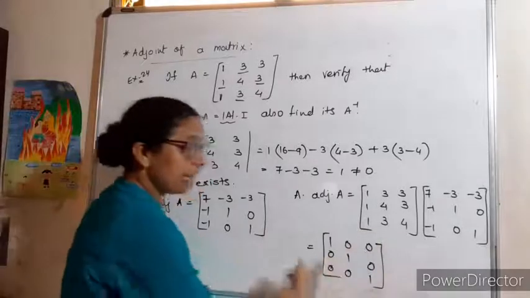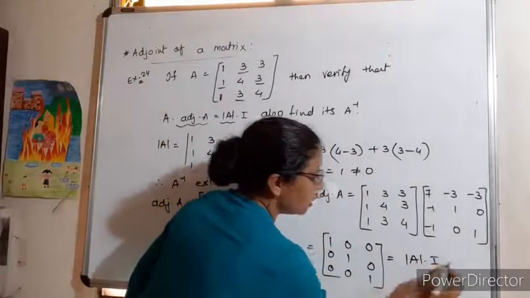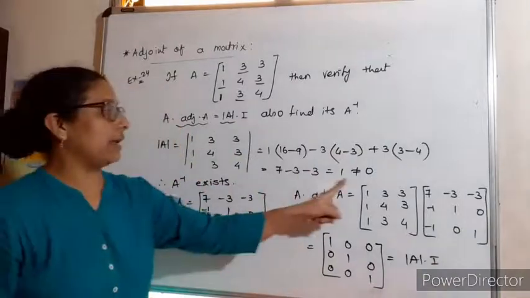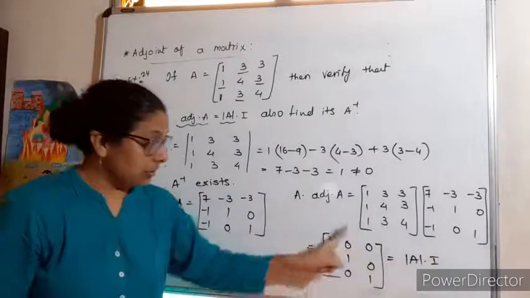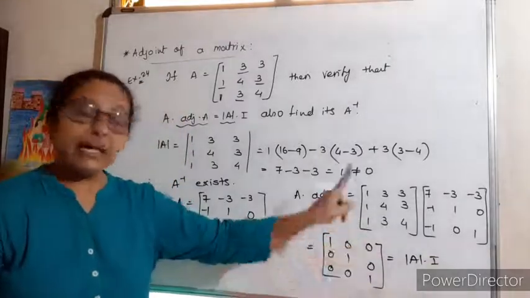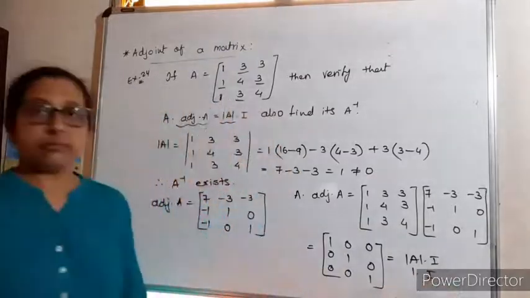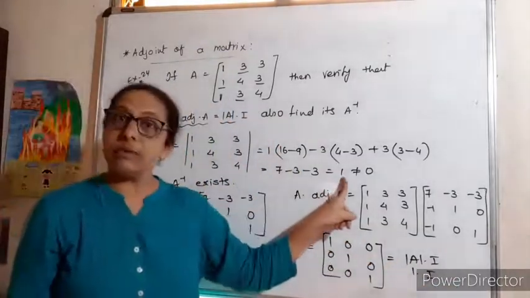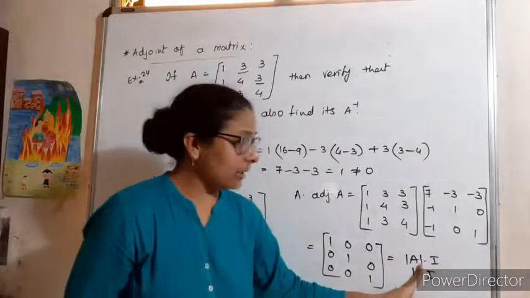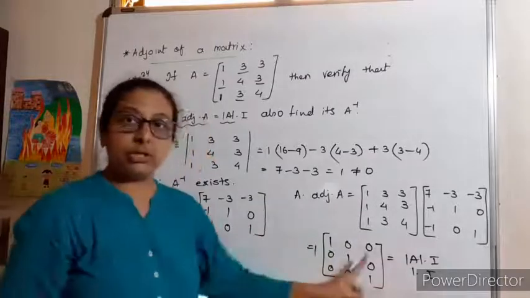This is our identity matrix. So can you write that is determinant of A into I, because the value of determinant of A is 1. So we can write it 1 into I. So this is our square matrix. So we'll write this, that is 1 into I. The value of determinant of A we have found. What is it? 1. So you will write here 1 into I, because this is I.